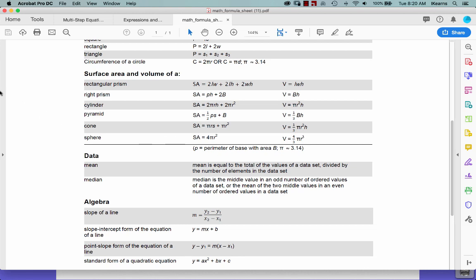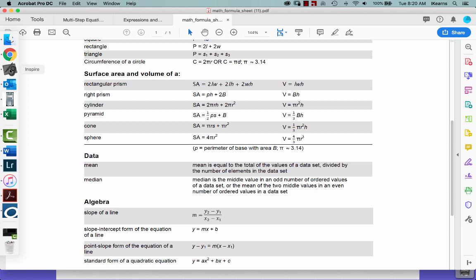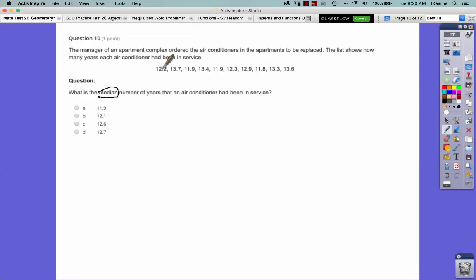So if we go back, the first step I would do is count how many of these we have. 1, 2, 3, 4, 5, 6, 7, 8, 9, 10. So we have 10 of them. So what we have to do is reorder these from least to greatest. So you want to find the smallest number. So we got 11.9, 11.9, another one, 11.8. And sure enough, 11.8 is going to be it.